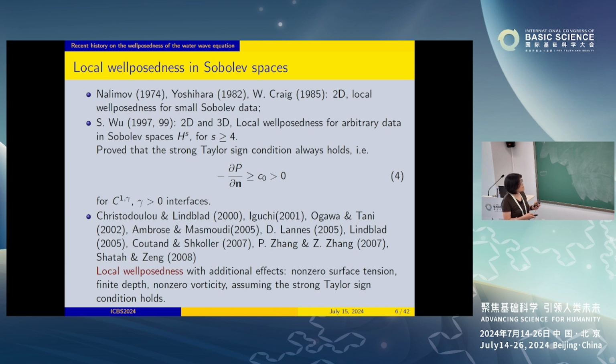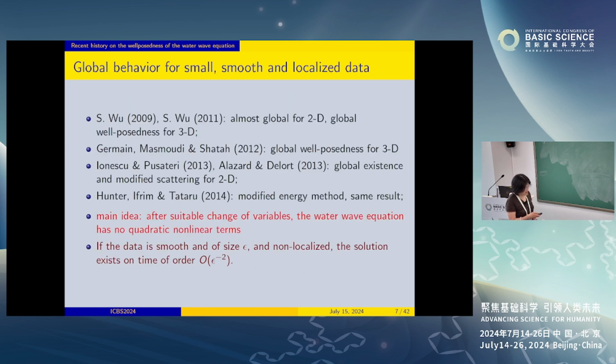But in all these situations, the Taylor sign condition doesn't hold automatically. And then you just assume that the strong Taylor sign condition holds, and then you can solve it for some finite time. Okay. By now there's also a lot of work on the global behavior for small, smooth, and localized data.